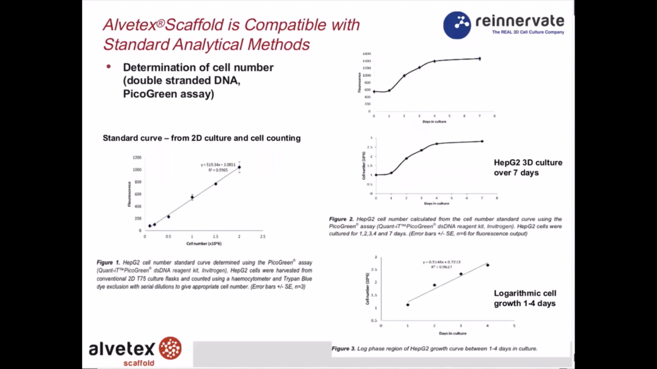It's also possible to determine the number of cells inside a 3D culture based on double-stranded DNA, and this is achieved by using the PicoGreen assay. So one first of all creates a standard curve, so 2D culture where you can determine cell number and absorbance, and then what you do is you take your 3D culture, you take out the DNA, you measure it on the curve and determine the number of cells.